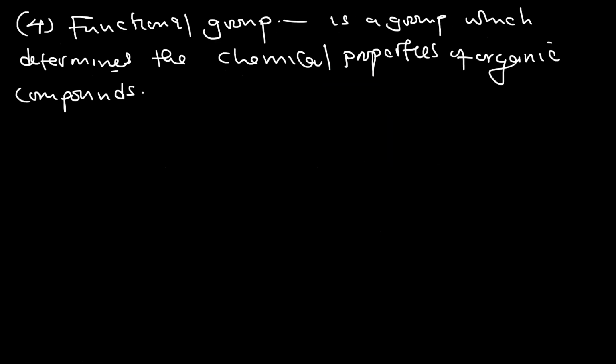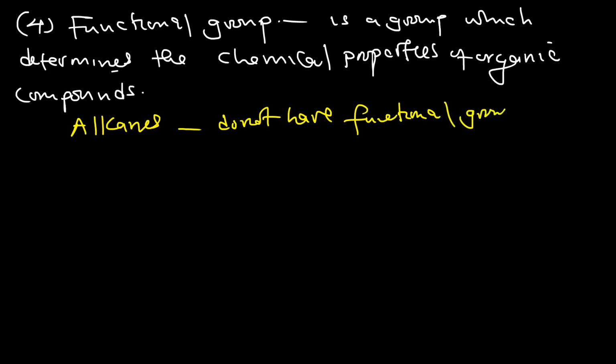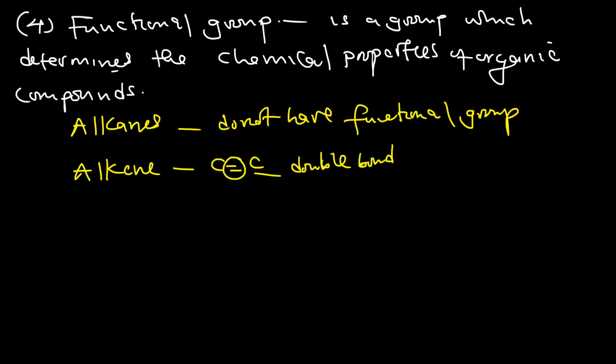Okay? So a functional group is just a group which determines the chemical properties of compounds. Under this one, the families we said we are going to look at, alkanes do not have a functional group. But the other ones, such as alkenes, the functional group is a double bond between carbons. In other words, the functional group of alkenes is the double bond.